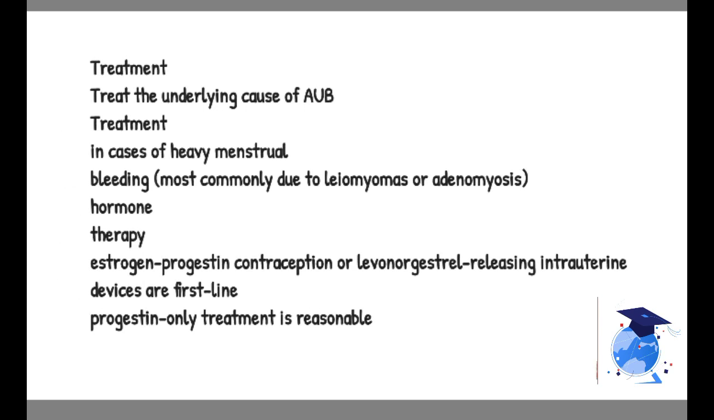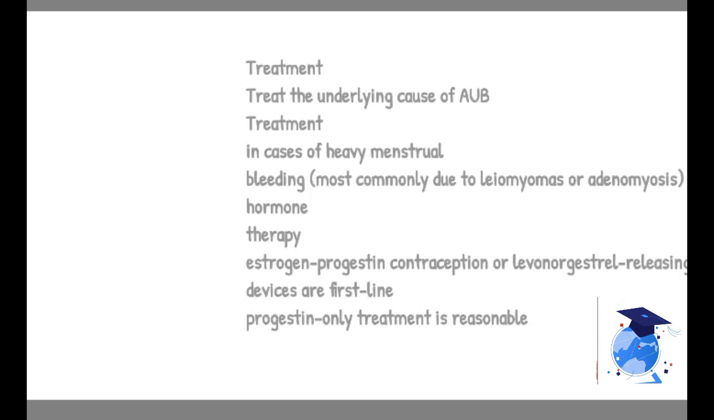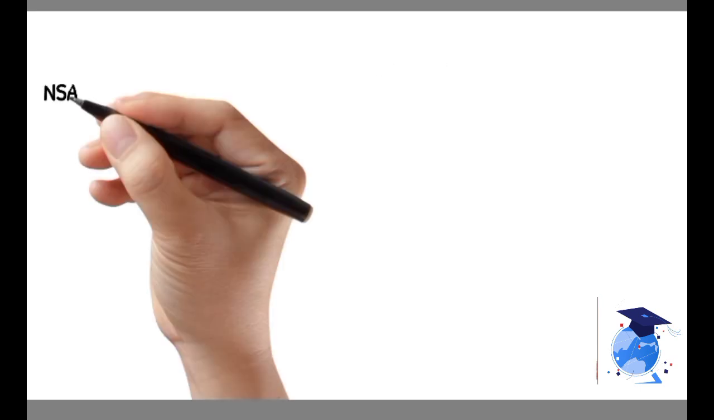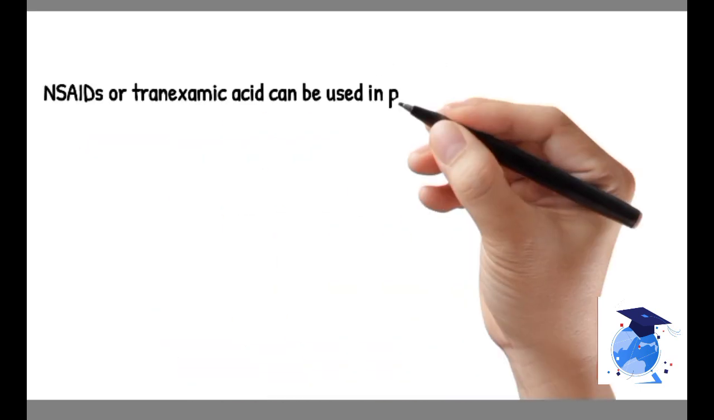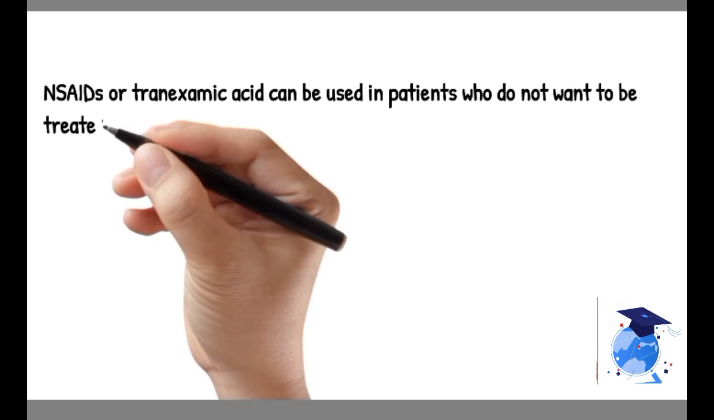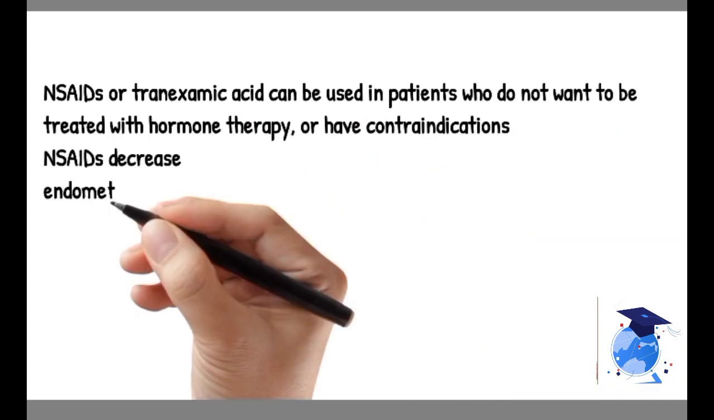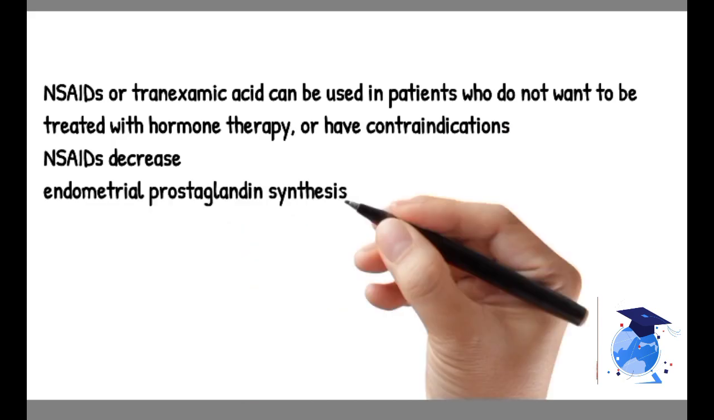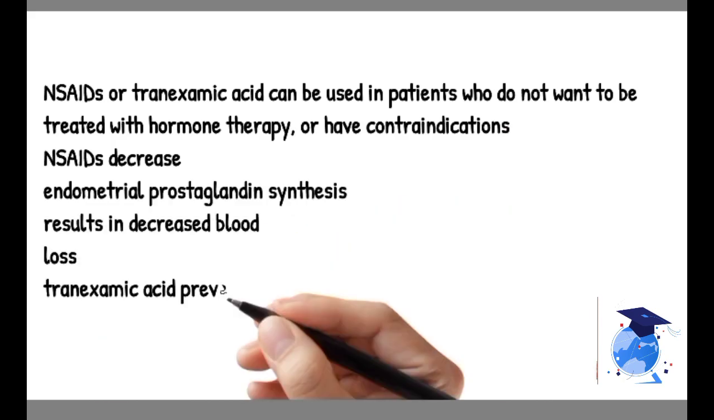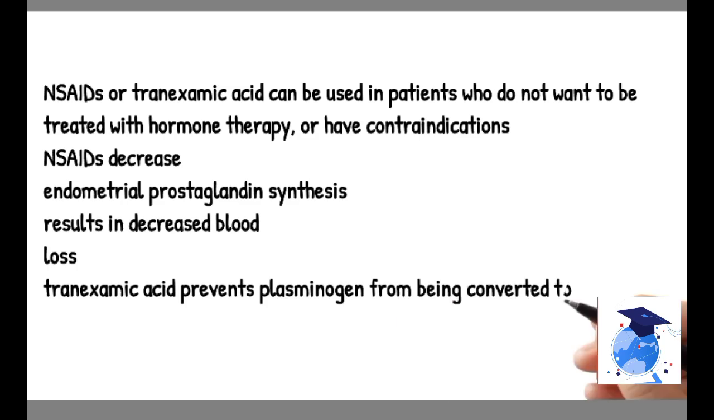One may also consider NSAIDs or tranexamic acid, which can be used in patients who do not want to be treated with hormone therapy or have contraindications. The NSAIDs decrease endometrial prostaglandin synthesis, which results in decreased blood loss. The tranexamic acid prevents plasminogen from being converted to plasmin.